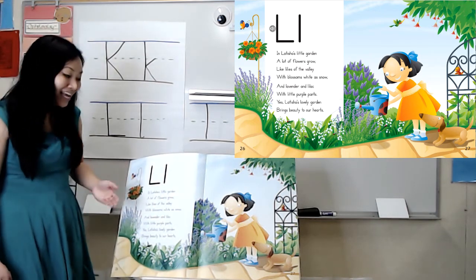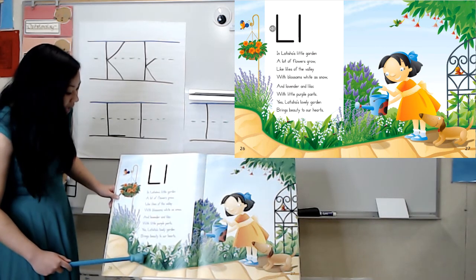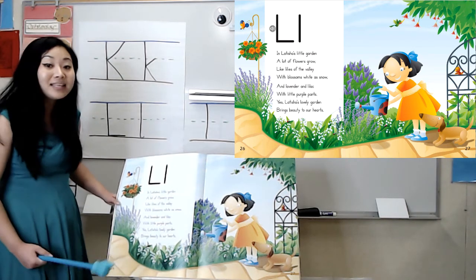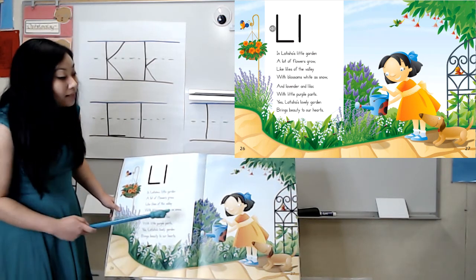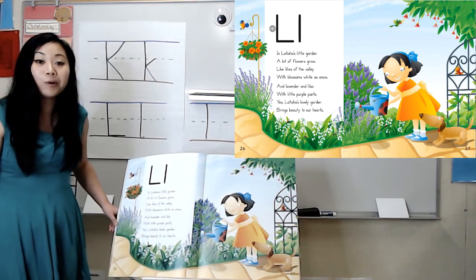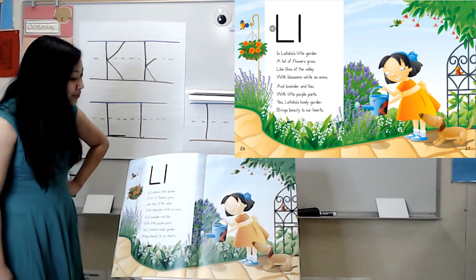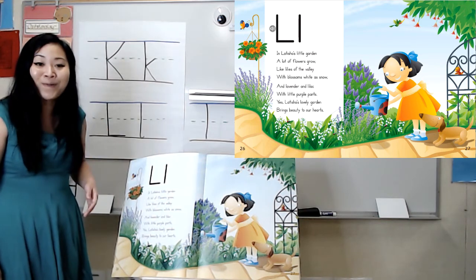Oh, I see. These must be the lilies of the valley because it says that they have blossoms that are white, and I can see that they're white flowers. And I know that this is lavender, so these must be the lilacs because it says that the lilacs have little purple parts. I'm glad we got to find out a little bit more about the flowers in this poem.